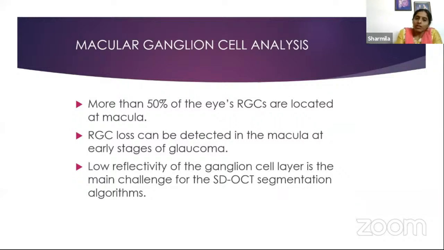And then we have also a macular analysis. We all know that more than 50% of the retinal ganglion cells are located in the macula, and RGC loss happens very early in this region. So it is very useful for detecting early glaucoma, and this should be considered as a part of a routine comprehensive glaucoma evaluation, especially in early glaucoma.